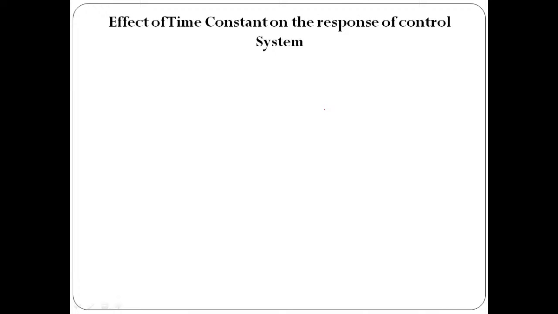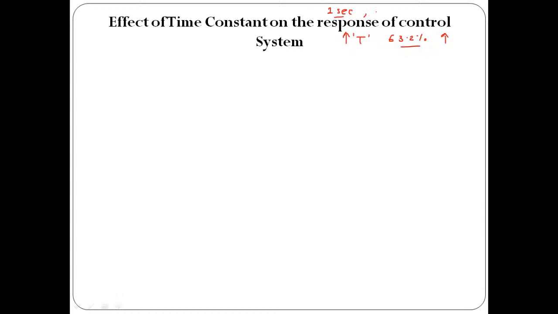Now let us try to understand what is the effect of time constant on the response of a control system. Now see here, what is time constant? It is the time taken by the response of a system to reach 63.2% of its final value. The moment we increase the value of time constant, the time taken by the response of the system to reach 63.2% also goes on increasing. For example, if the time constant of some system is say 1 second, that means in 1 second the response of that system will reach 63.2% of its value.